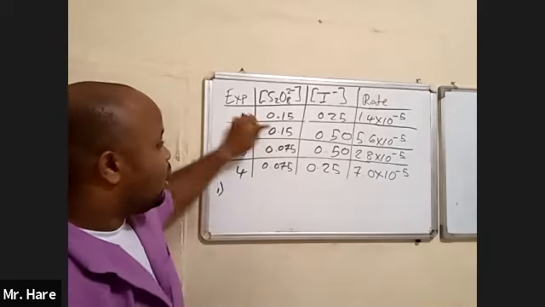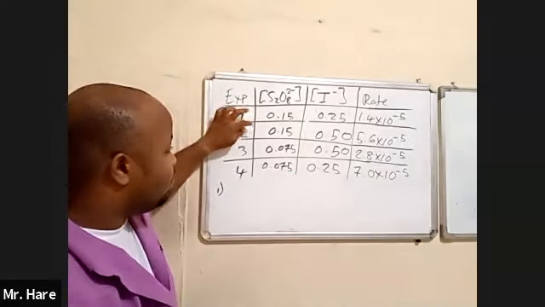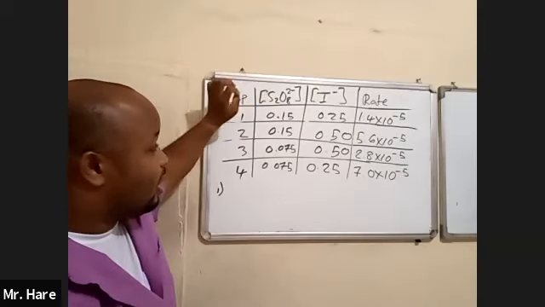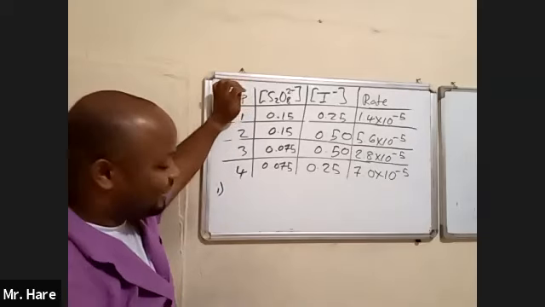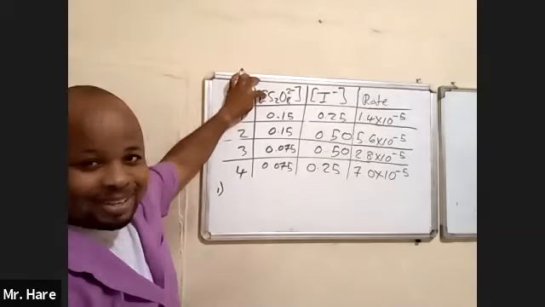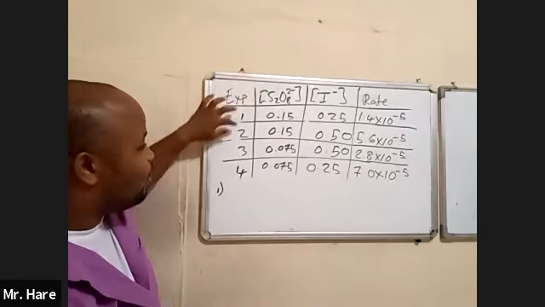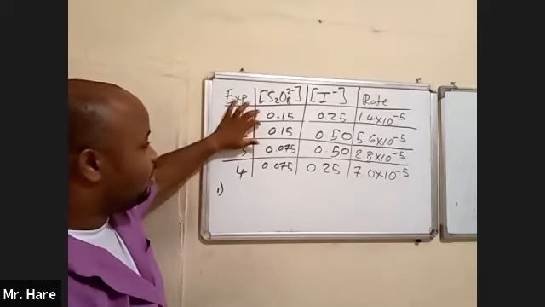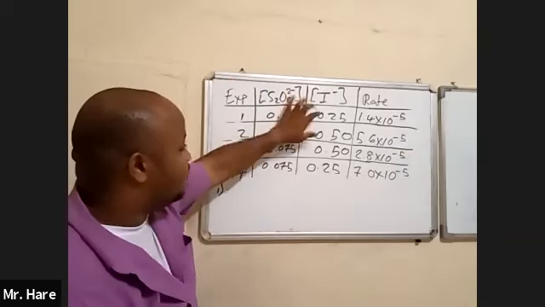Right, so when you look at the table, if you are seeing it for the first time, what we do, if you want to know the order of reaction with respect to this, you are going to look for two experiments where you change the concentration of this, but these must be kept constant.